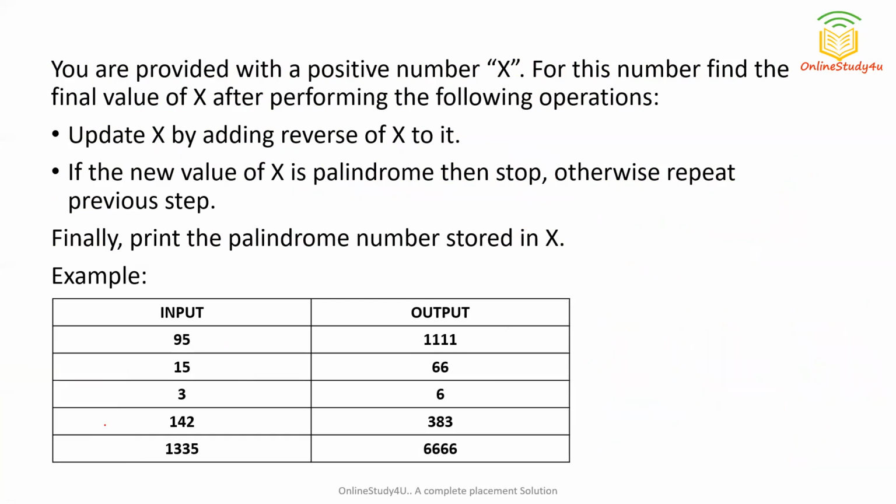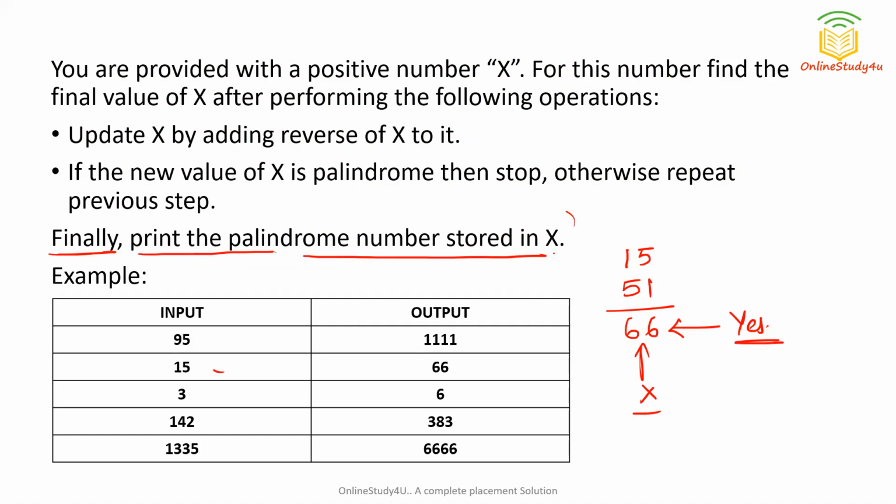Now let us check the second output. Similarly 15. If we add the reverse of 15 to 15, it will become 15 plus 51. So what is it? It is 66. Now we have to check, is it a palindrome? Yes, it is a palindrome. We have to stop. So this is the final value stored in x. Finally, after stopping, we have to print the palindrome number stored in x. So you can see it is 66 here.